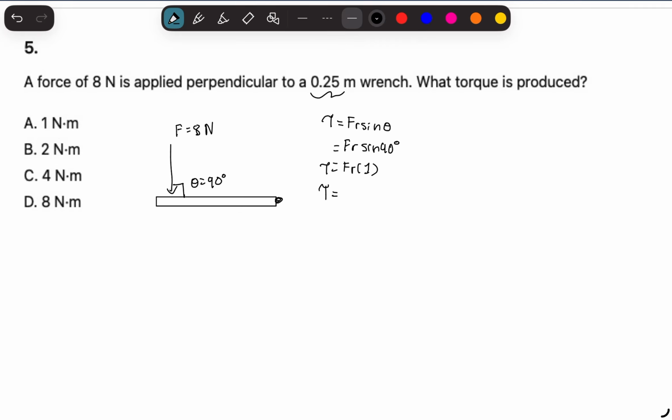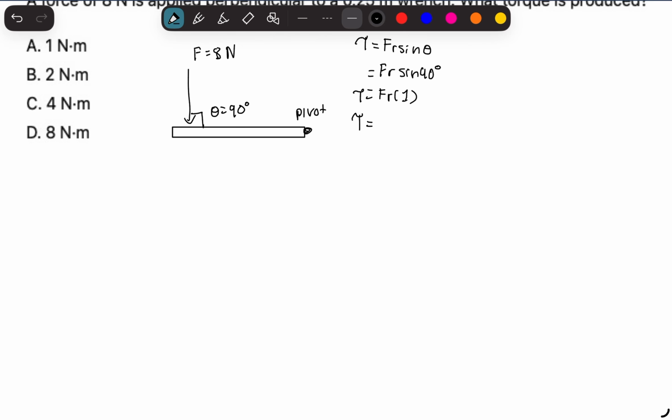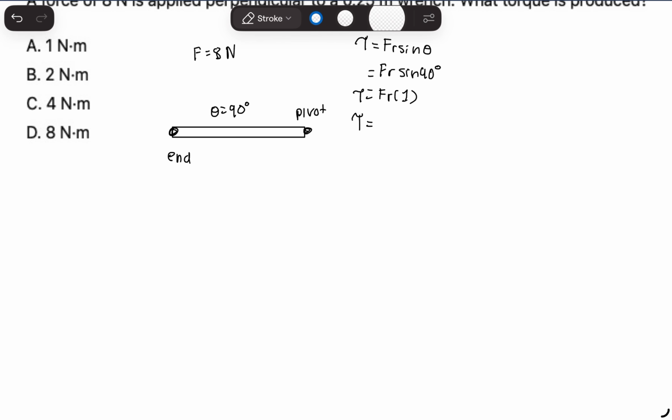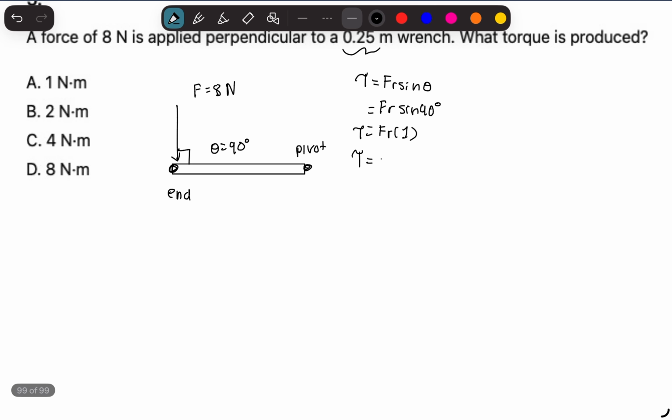R, and we have our pivot at the end, because when you have a wrench, you put the wrench on the screw and you put your force at the very end. Let's redraw this. It's at the very end. That's where the person's hand is. So that means that lever arm R is equal to the length of the wrench. So we'll say 0.25 times 8.